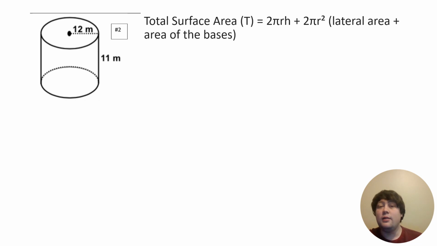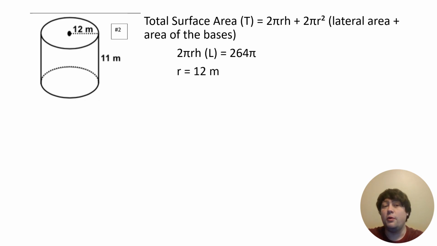And the formula for that looks like 2 pi RH plus 2 pi R squared. Now, we're going to go ahead and carry on our lateral surface area from the previous equation, which is 264 pi. And then we're going to find our radius of 12 meters, square that for 144 meters, and then we're going to plug that in.